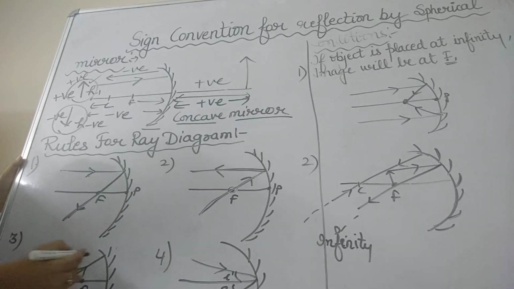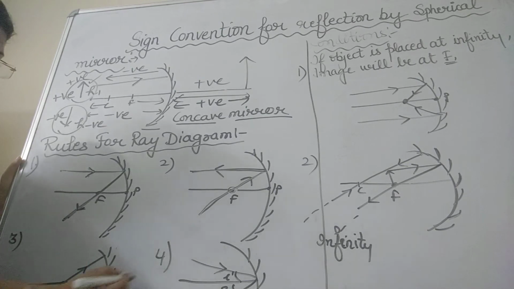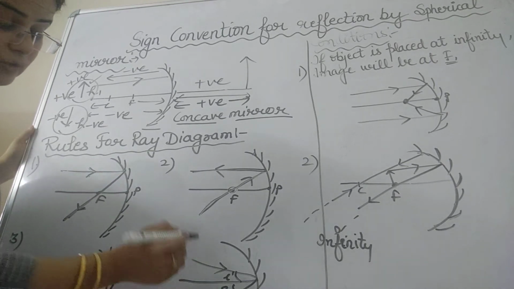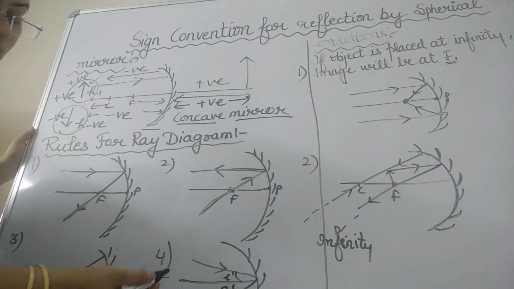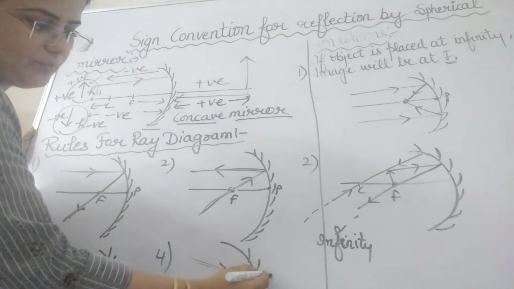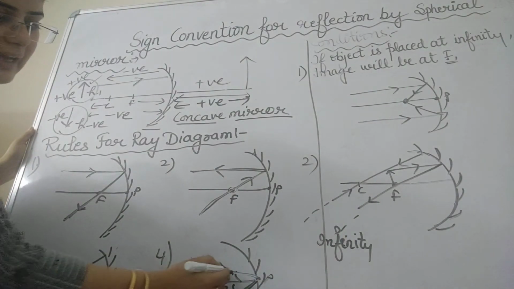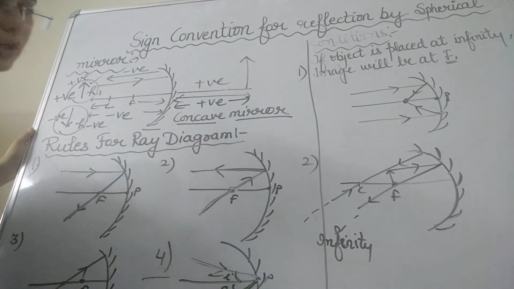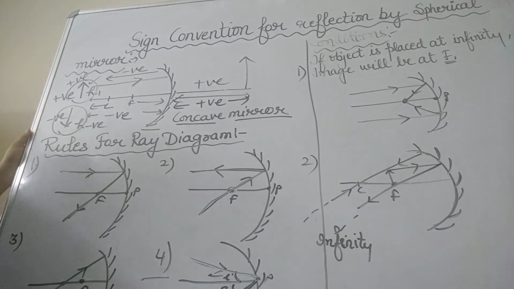Then the third rule: if the ray of light is passing through the center of curvature, it will retrace its path. And the fourth rule is according to the law of reflection: if the ray falls at the pole region, it will reflect back, and the angle of incidence equals the angle of reflection. Now what are the conditions?